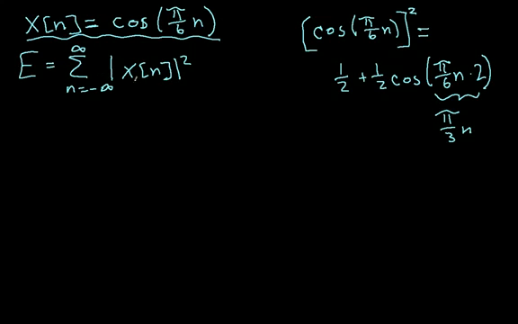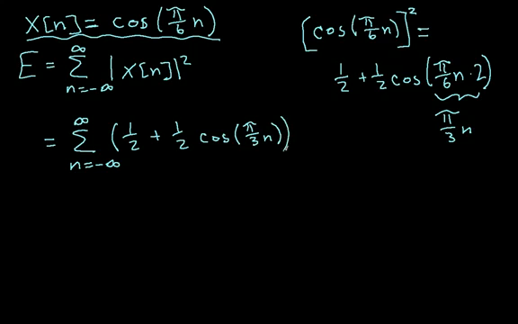So what I have here is that I'm summing n going from minus infinity to infinity of 1/2 plus 1/2 cosine pi over 3n. Okay, well, we're almost done. We just need to look at one more thing associated with this cosine of pi over 3n.